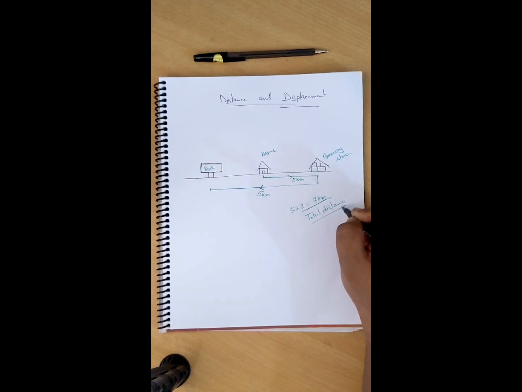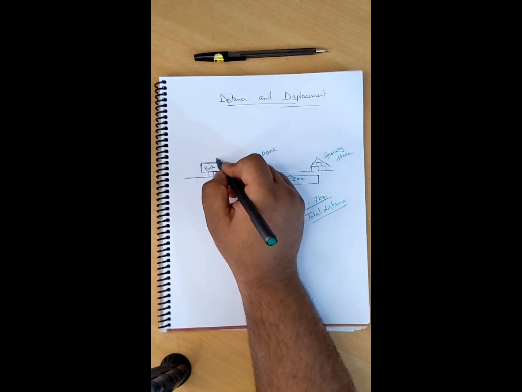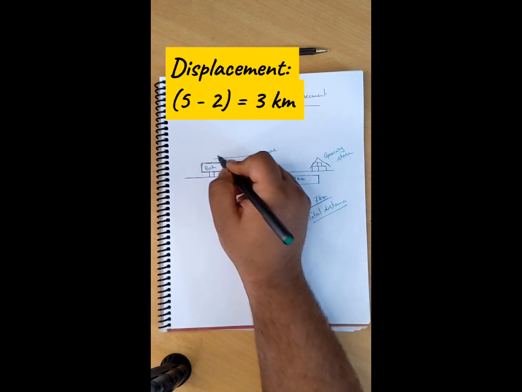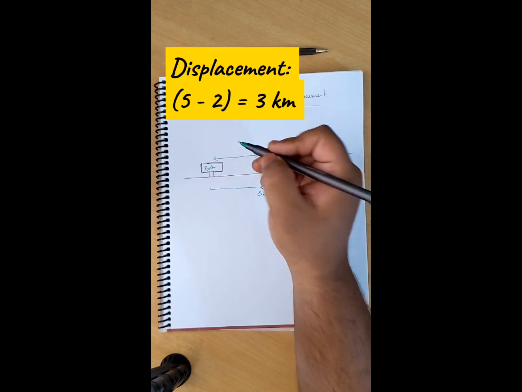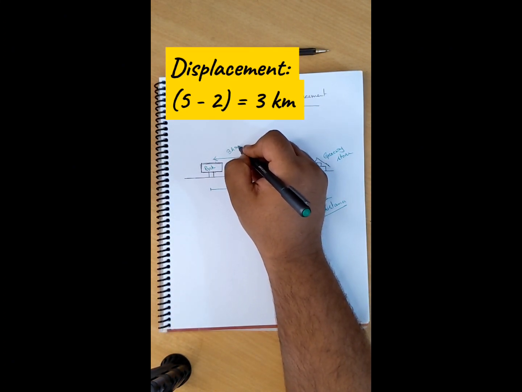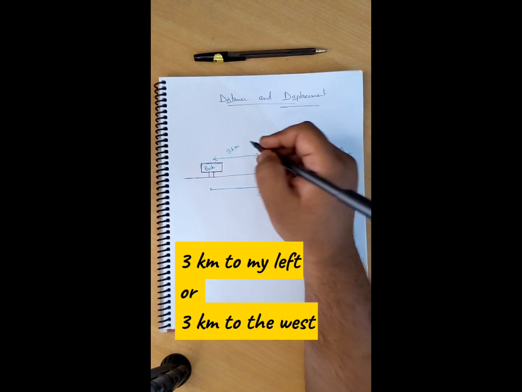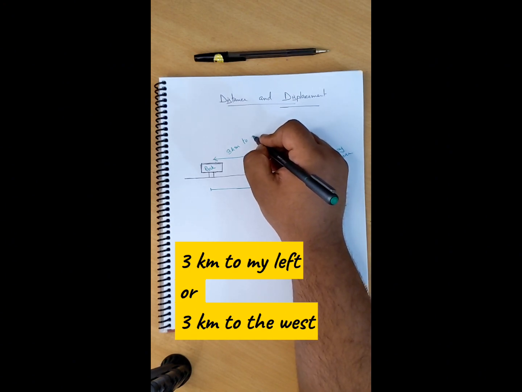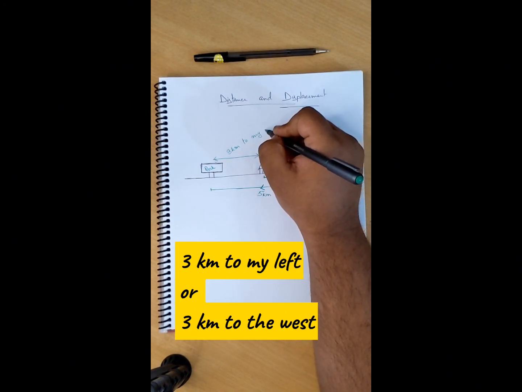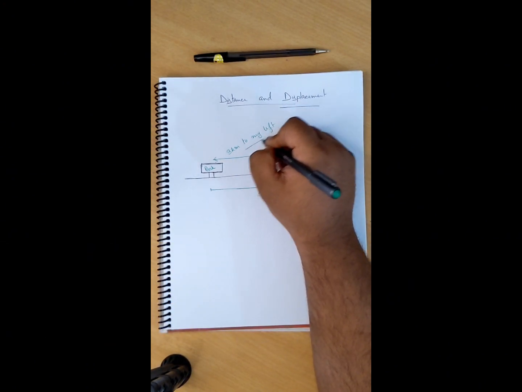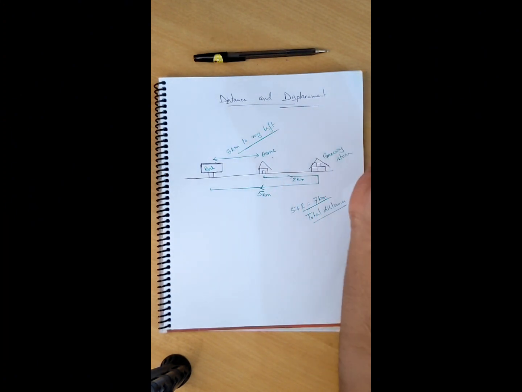But what about the displacement? So your displacement would be only this much, and that would be 3 kilometers, right? Now, you need to put a direction. I could say 3 kilometers to my left. So this makes it a vector quantity.